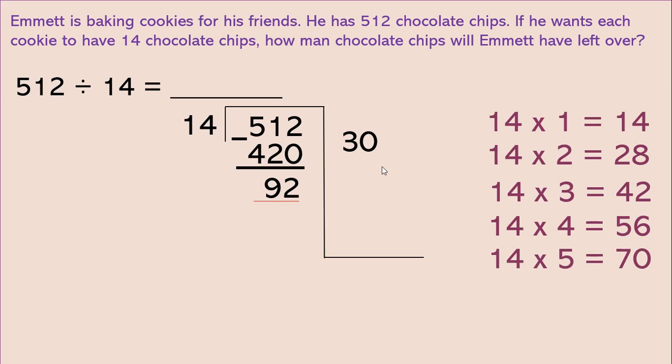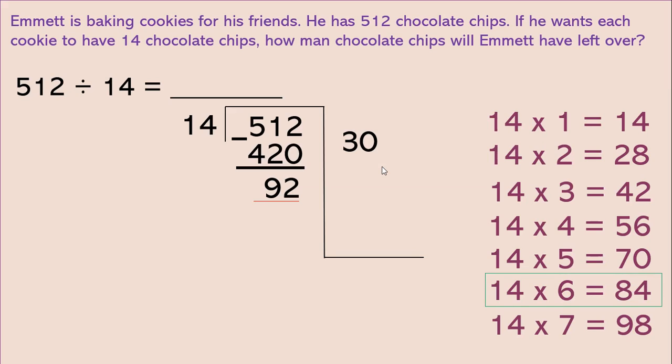14 times 5 is 70, 14 times 6 is 84, and 14 times 7 is 98. Ooh, 98 is too big. So we're going to be focusing on 14 times 6, which is 84. This gets us closest to 92 without going over. So we're going to put a 6 in the right column, and we have 14 times 6, which we already know is 84. We're going to write that under 92. When we subtract, we have 8. That means we have 8 chocolate chips left over.